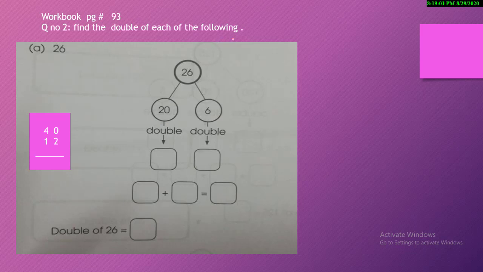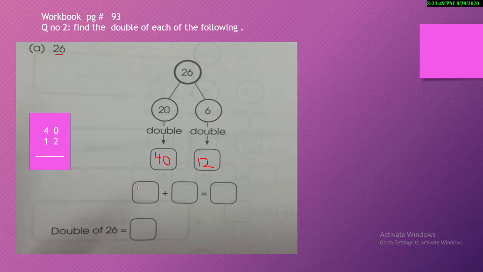Find the doubles of each of the following, and the number is 26. So first of all, you are going to make the pieces of 26, that is 20 and 6. You just turn it into 2 pieces. And what is the double of 20? Simply, that's very easy. And what is the double of 6? That is 12.